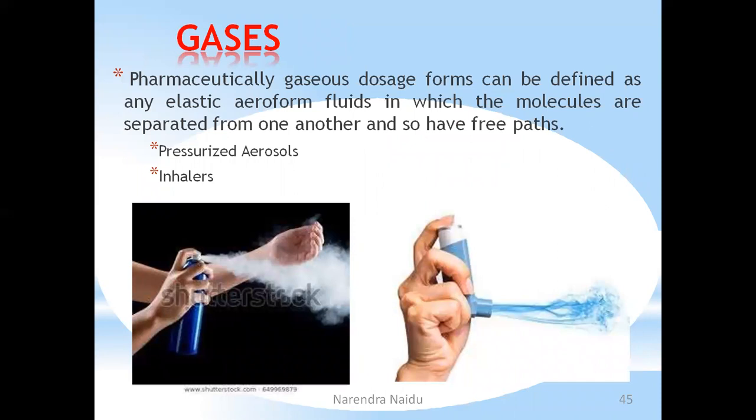Next, gases. Pharmaceutical gaseous dosage forms can be defined as aeroform substances. Why are these called aeroform or pressurized aerosol substances? Because when you press the container, it will provide the drug in the form of gas. So that is why they are called aerosols.